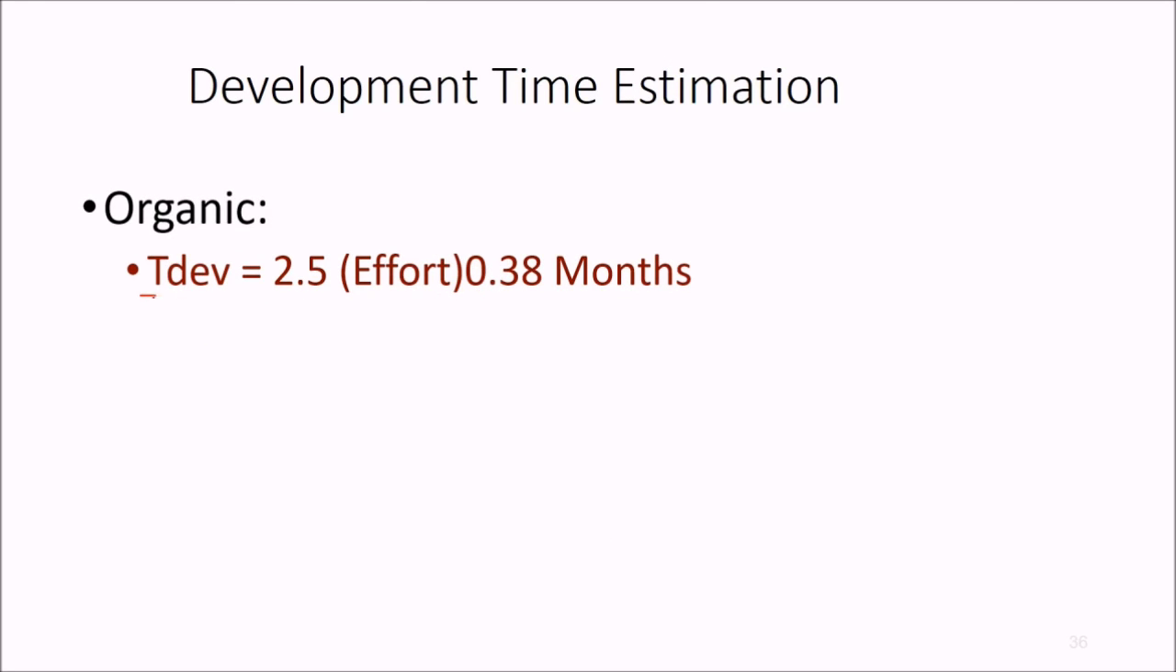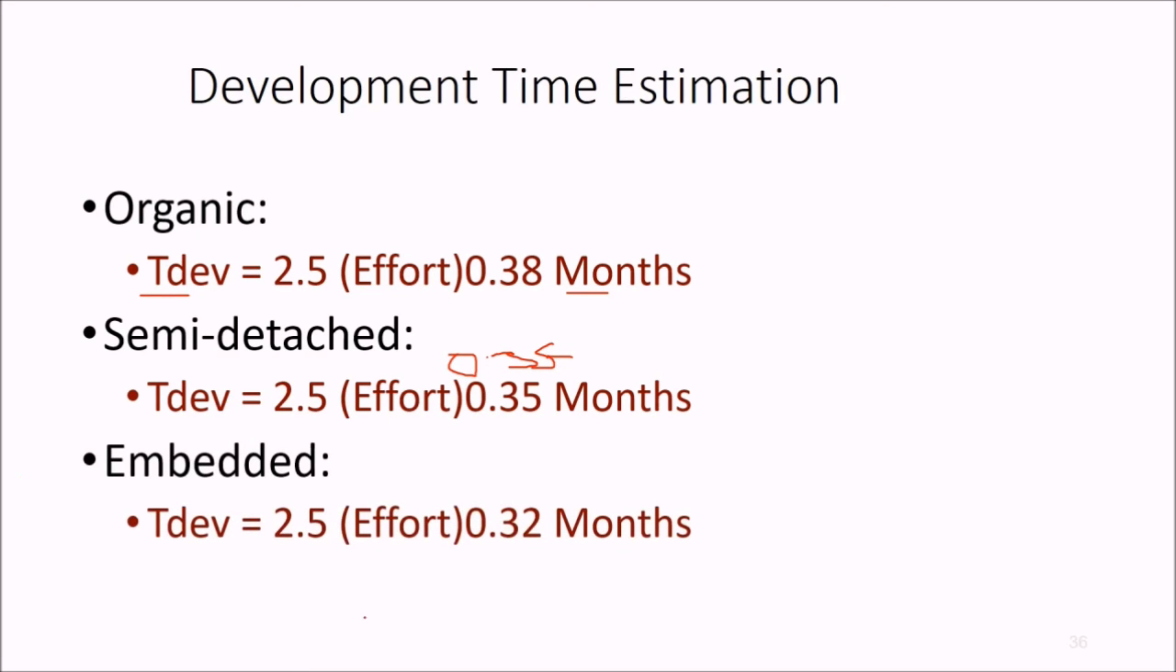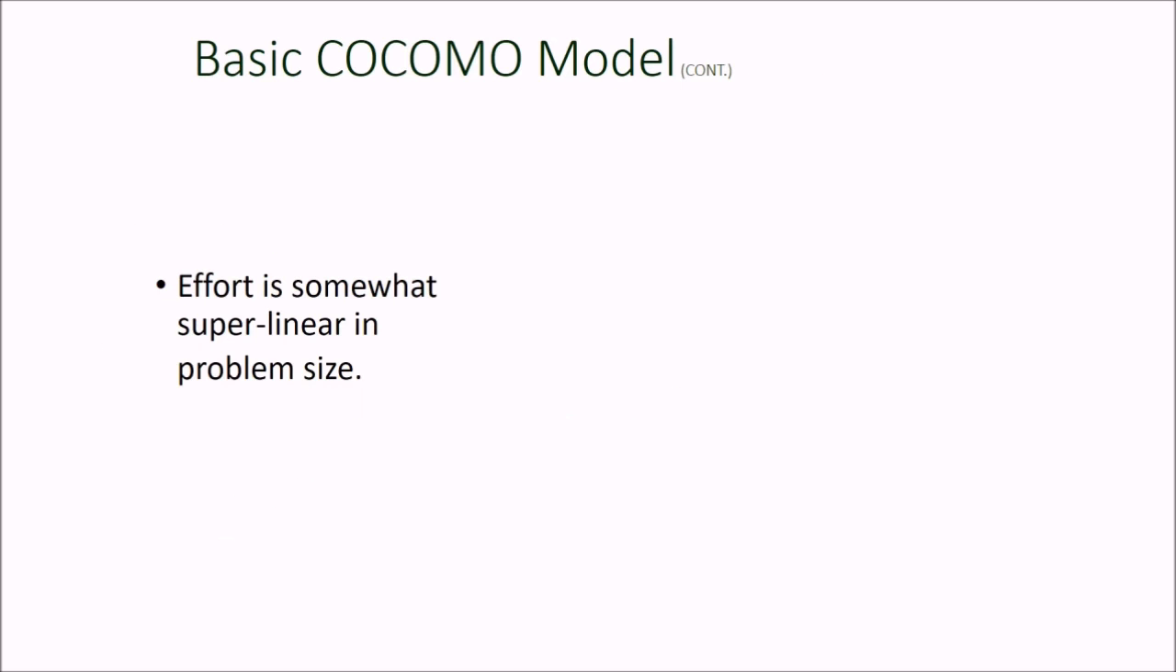So for organic, this was the effort. Now we have time of development also. Organic: 2.5 effort to the power of 0.38 months. Semi-detached would be 2.5 effort to the power of 0.35. These are all powers, right? 0.35 is the power, months. And embedded would be 2.5 effort to the power of 0.32 months.